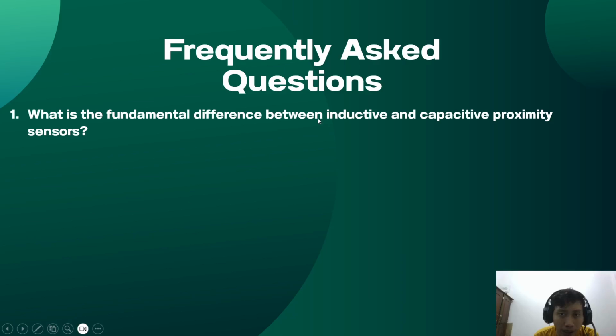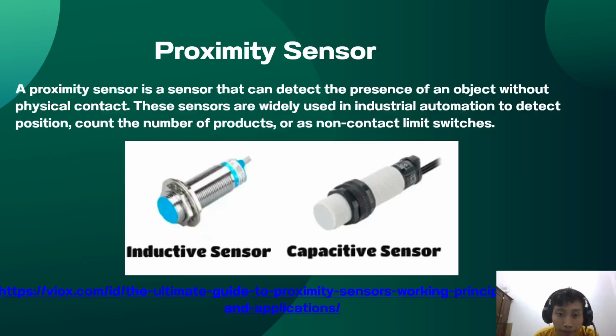Next, frequently asked question. What is the fundamental difference between inductive and capacitive proximity sensor? Before we answer this question, we must know what a proximity sensor is and how it works. A proximity sensor is a sensor that can detect the presence of an object without physical contact.